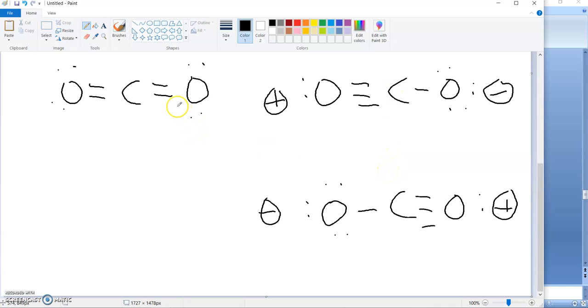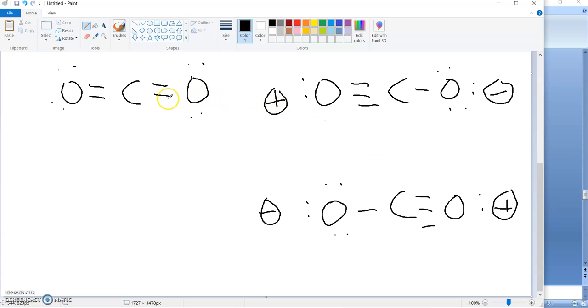Now, does that mean the molecule's only this and the others don't exist? Not at all. All three of these are valid. All three exist. And we said yesterday they average together to give you the true molecule. What I didn't tell you yesterday is they don't average equally. When we average them together, this structure will contribute more to the real molecule than those structures will contribute. How much more? I don't know, but certainly more.